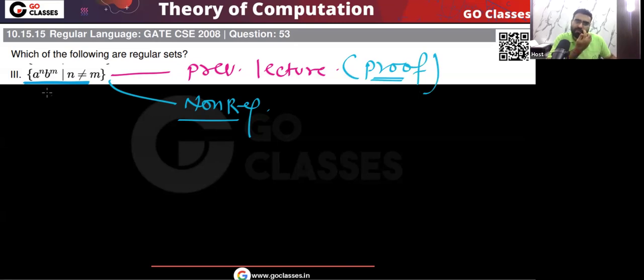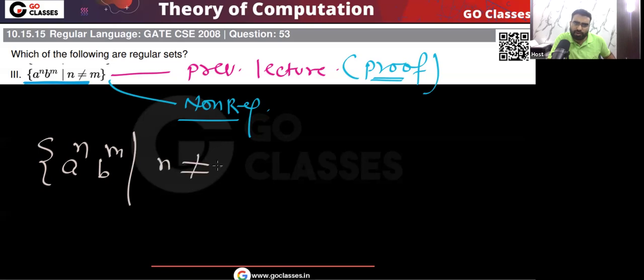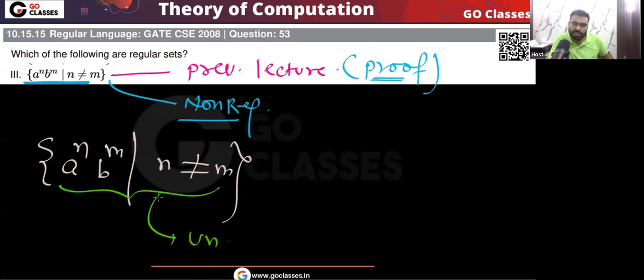A power n, b power m, where n is not equal to m. So again there is a comparison here. Again there is unlimited comparison, because n should not be equal to m. So again there is unlimited comparison, or I can say infinite possibilities of comparison are there.